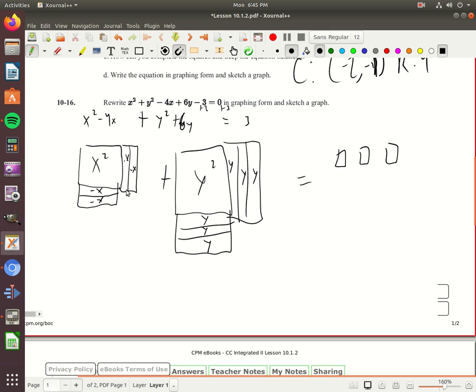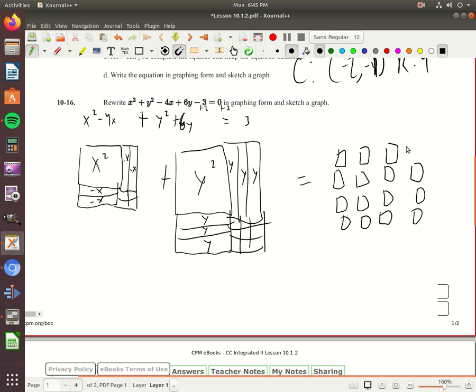Well, now to finish this up, I need to add 4 here to complete this. So if I add 4 here, I'm going to add 4 here. And on this one, I need to add 9. All right, 1, 2, 3, 4, 5, 6, 7, 8, 9. But if I add 9, I need to add 9. I'll put that one there to even it up.